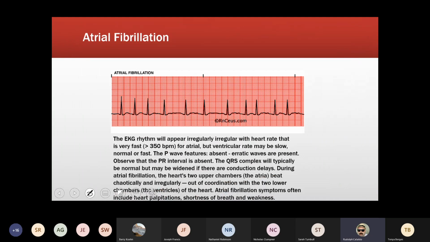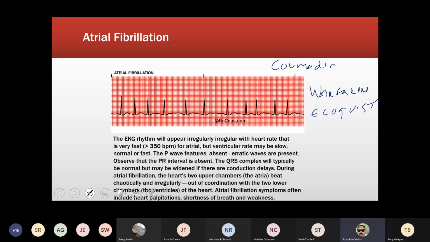AFib, again, this is, I swear, one of the most commonly seen rhythms. And it should be a really big indicator for us if our patients are on Coumadin or warfarin or Eliquis. Okay. Irregular or regular? Irregular. Okay. Do we have a P wave from what you can tell? No. And if we do, not all of them do, right?